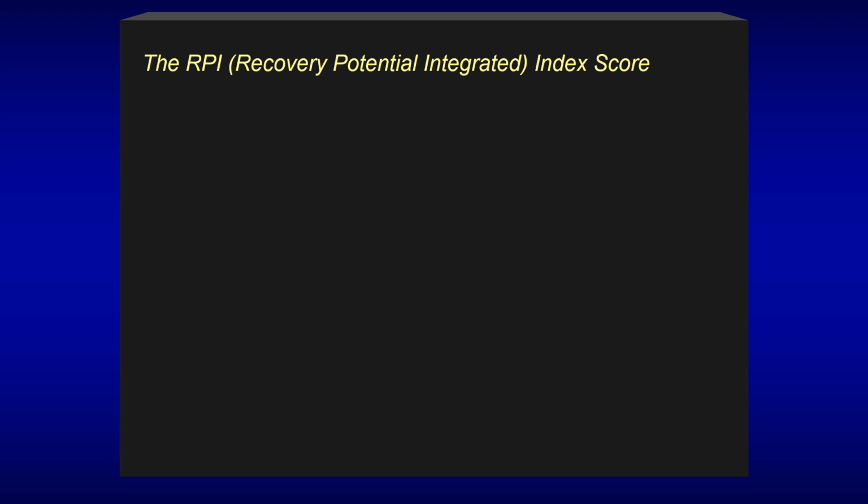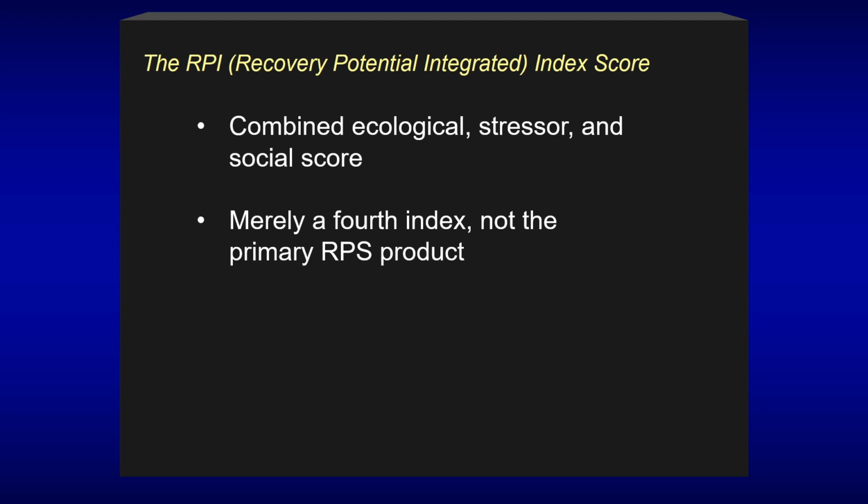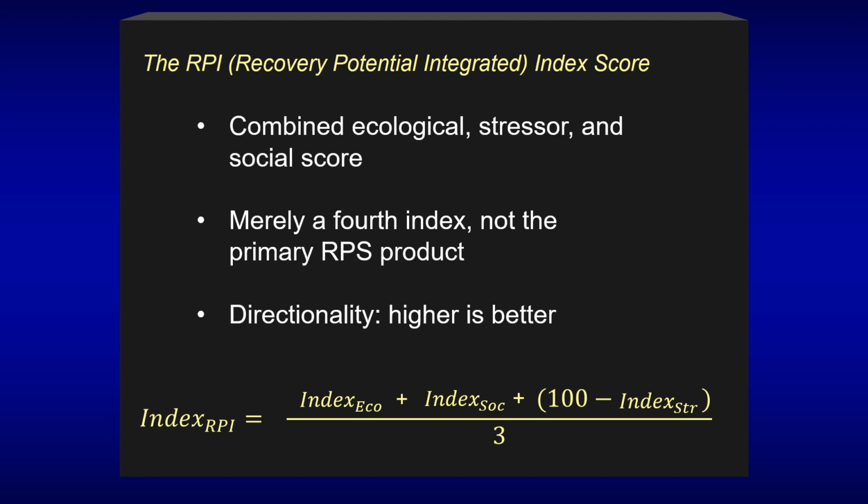The Recovery Potential Integrated Index, or RPI score, is a 4th multimetric index generated by the tool. It offers a combined score that equally weights the ecological, stressor, and social indices. The RPI score is merely a 4th index option, not meant to be the primary RPS product. Its directionality is higher is better, and its formula, like the other indices, yields scores between 0 and 100.